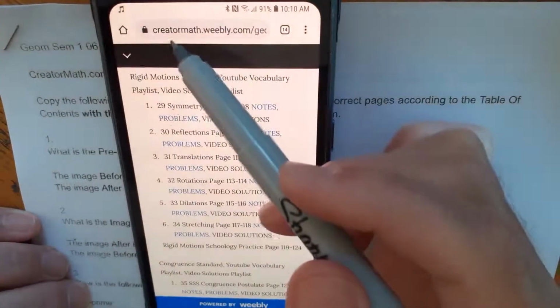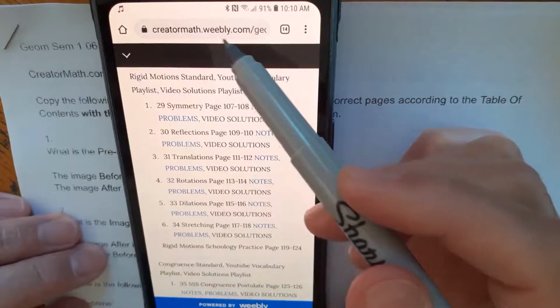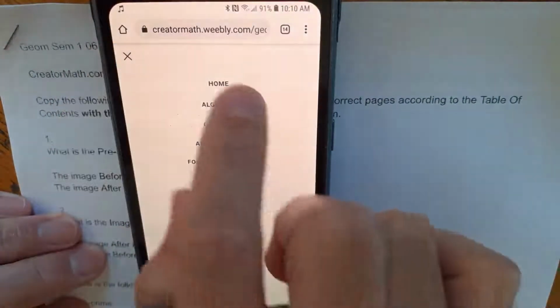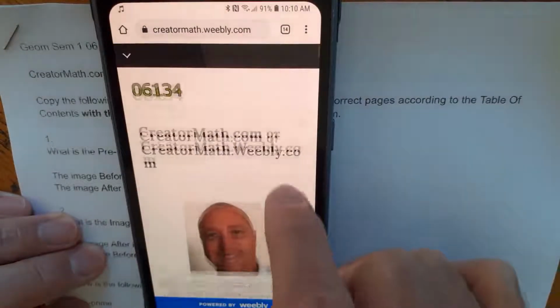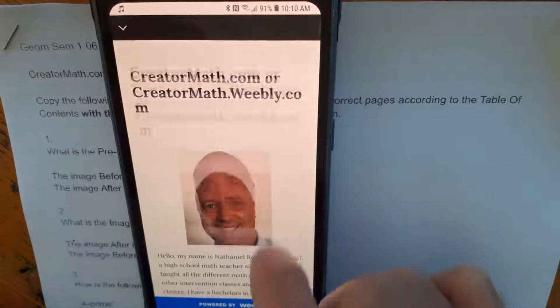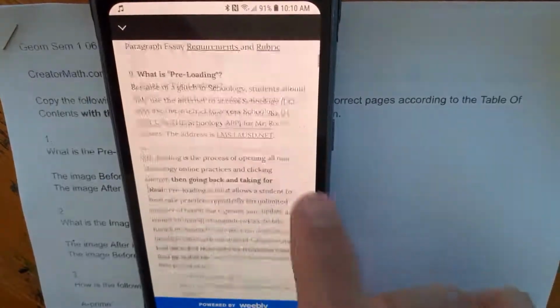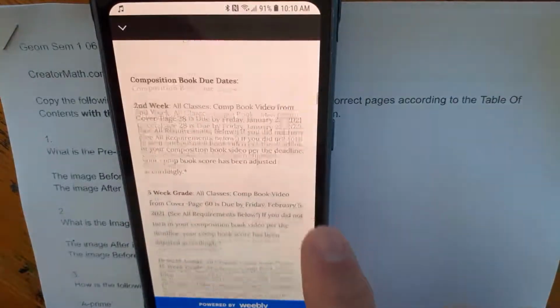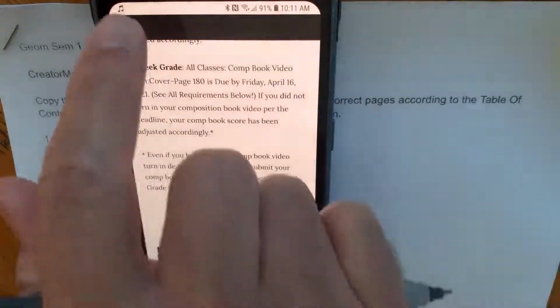So to help you try to navigate that, here's the website name, creatormath.weebly.com. That's what you may have to Google to find it. The home page should look like this when you get there. If you need to know anything about your composition book and taking notes, then scroll down until you see the words composition book and follow all the videos, the directions, the turn-in dates, etc. under that. And you should have a 90 to 100% on your comp book.